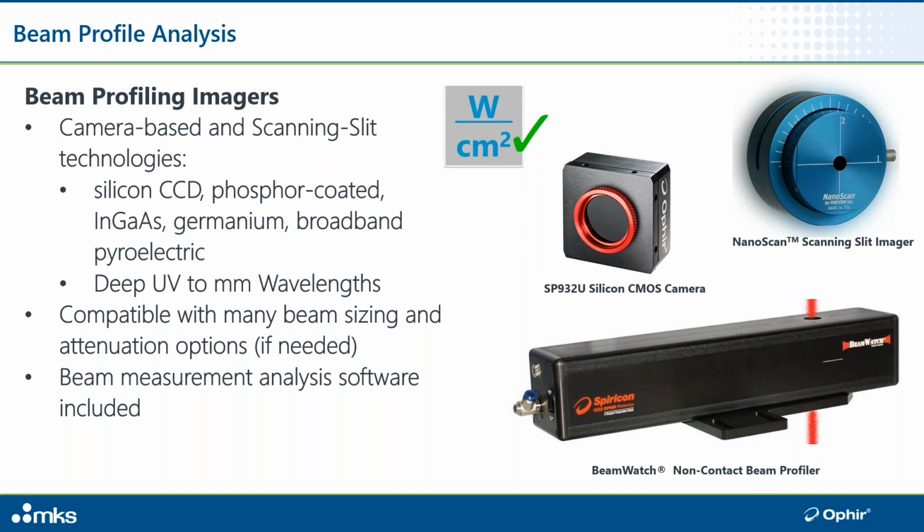So there are scanning slit profilers or camera-based profilers. The bottom unit there is called the BeamWatch. This is what measures that Rayleigh scattering, measures the beam caustic all in real time. We use silicon CCD and CMOS cameras to achieve that, phosphor coated for mid-IR wavelengths, in-gas germanium, broadband pyroelectric, all kinds of imagers. You pick the imager based on the wavelength and the beam size and some other factors.